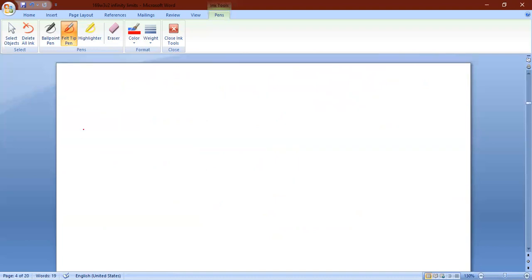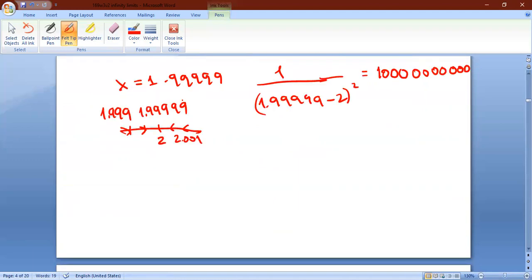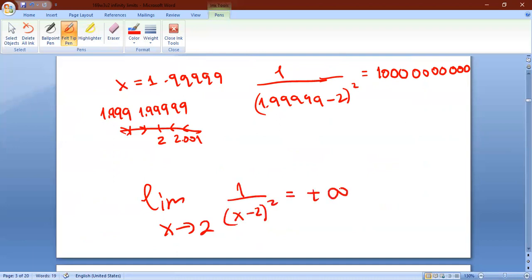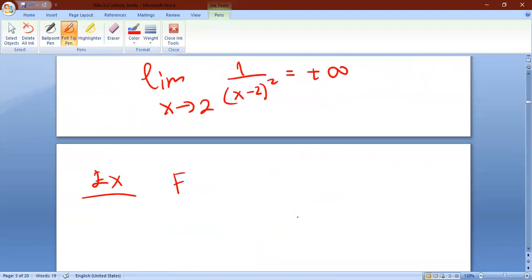And another example, let's say find the limit. So okay, what is the result? So we say the limit as x goes to 2 of 1 over (x minus 2) squared is, since it's getting positively arbitrarily large, we say positive infinity.